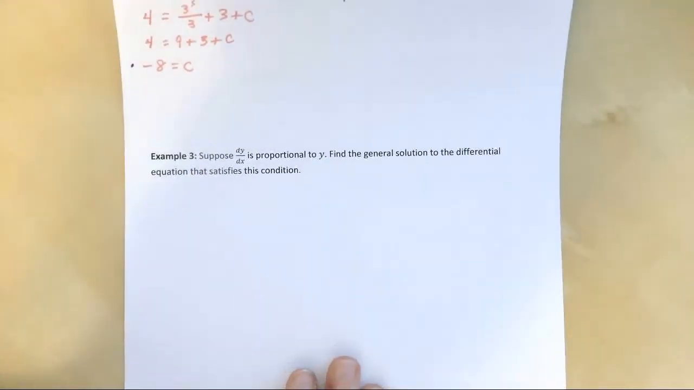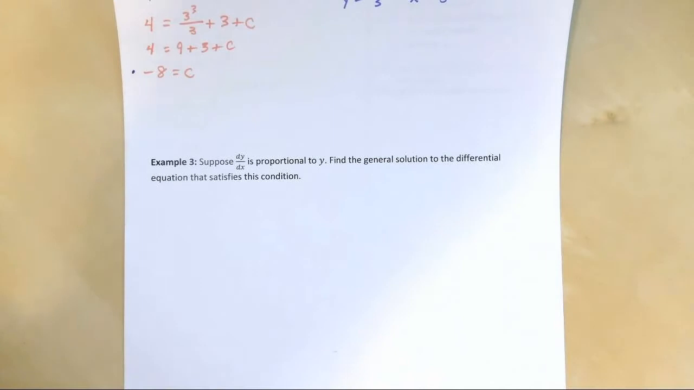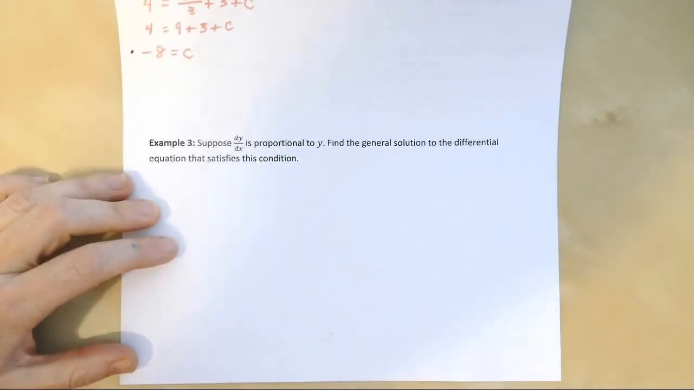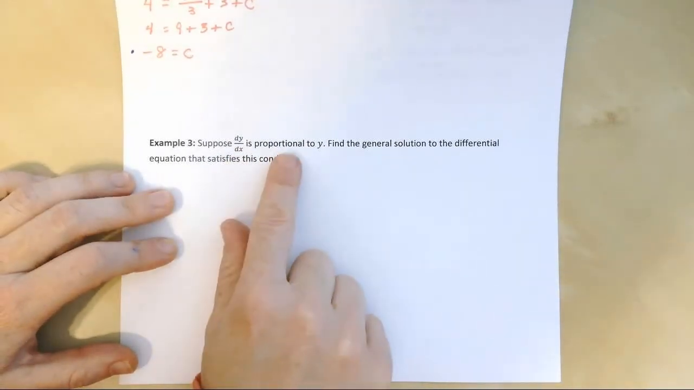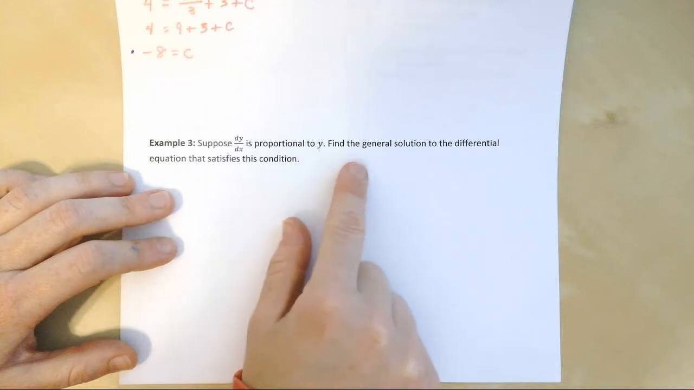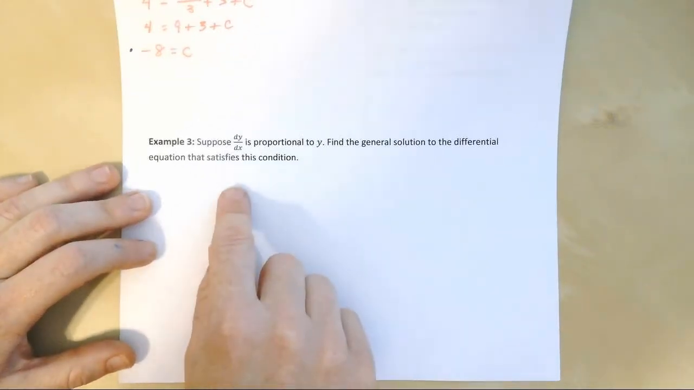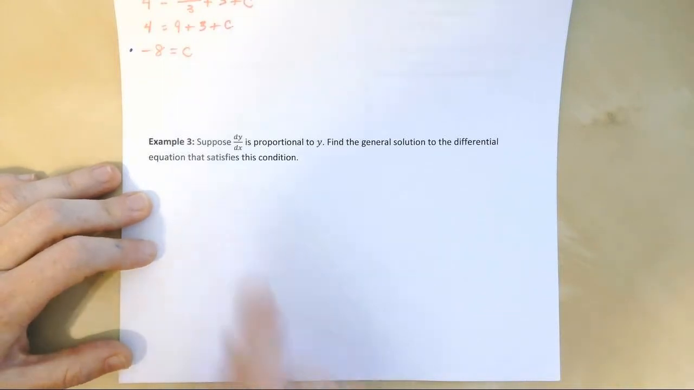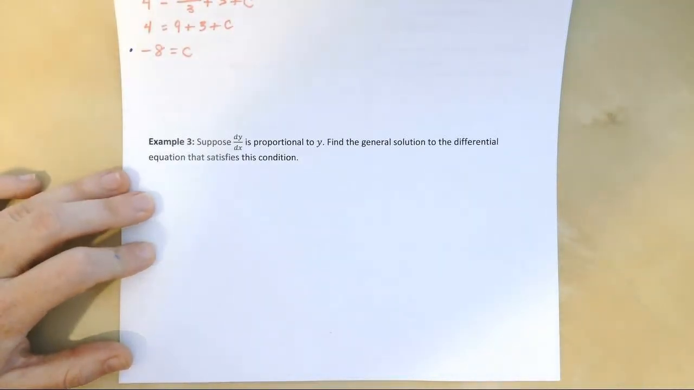We're going to do another example that's kind of weird and involves a natural log. The AP exam loves to use this example with the natural log, so that's why we're going over it. Okay, so it says, suppose dy dx is proportional to y. Find the general solution to the differential equation that satisfies this condition. First things first, we don't have an equation, so we need to write a differential equation. That's one of the weird parts of this.